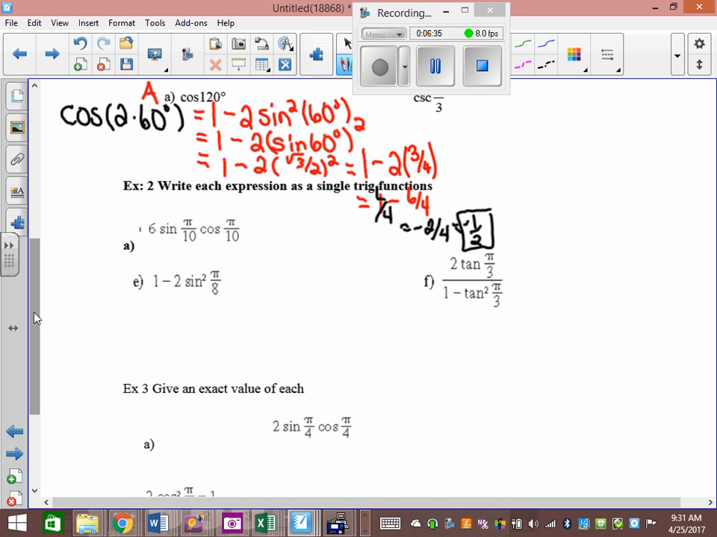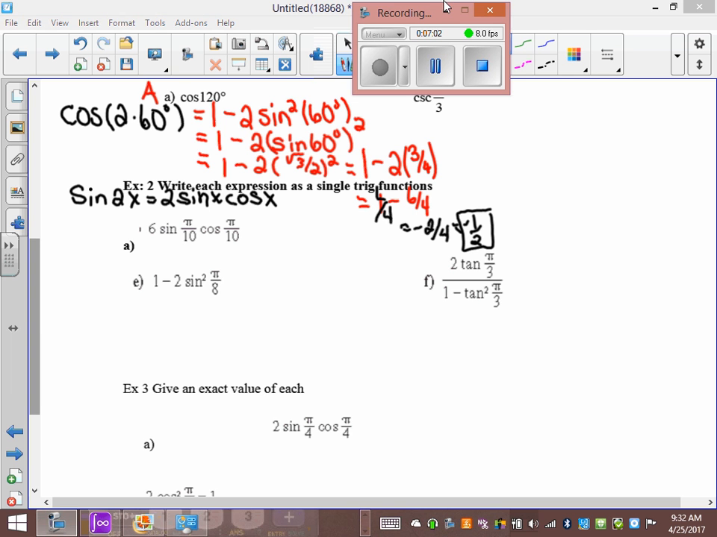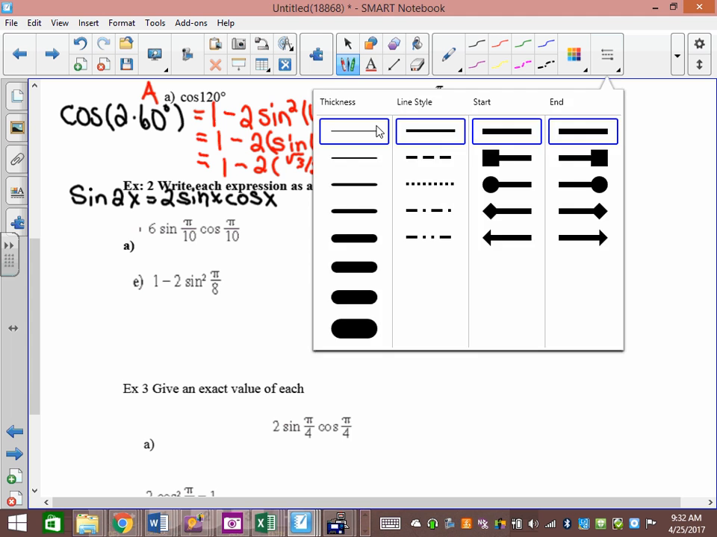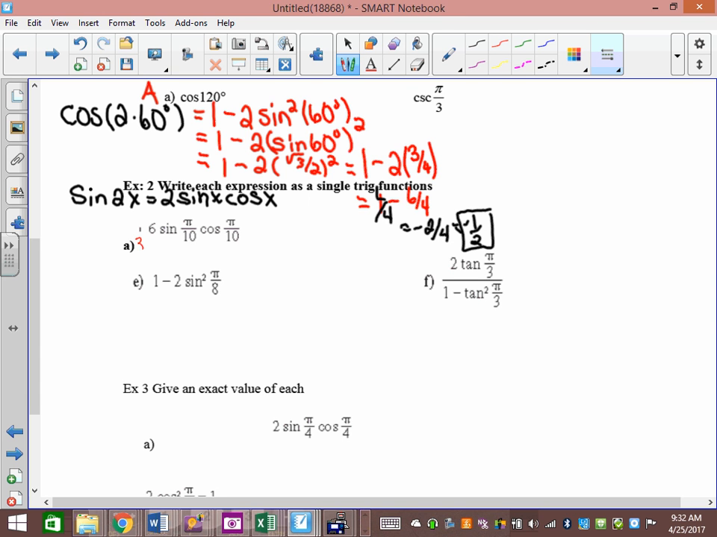There is a formula, though, for sine 2x equals 2 sine x cos x, right? The catch is the x have to be the same, which they are. Is there any way I can turn that 6 into a 2? What times 2 is 6? 3. So I could change this 6 into a 3 times 2. So we'd have 3 times 2 sine pi over 10 cos pi over 10. Right? The 3 would stay a 3.